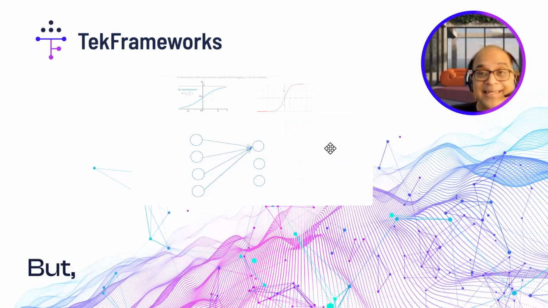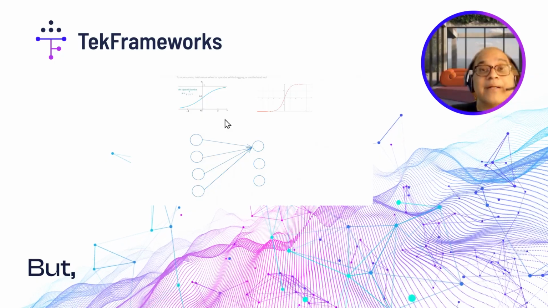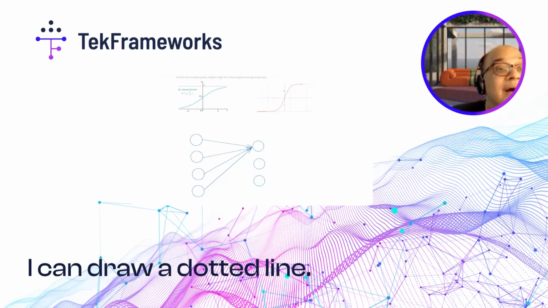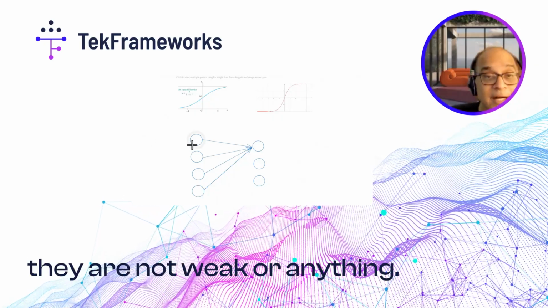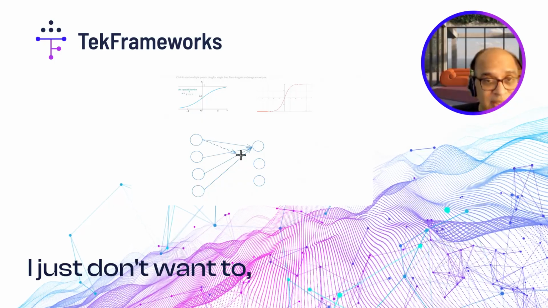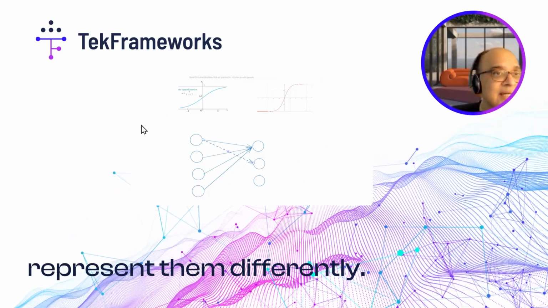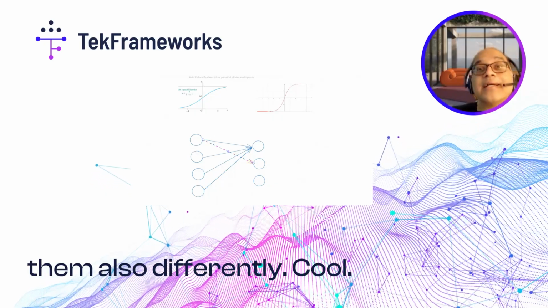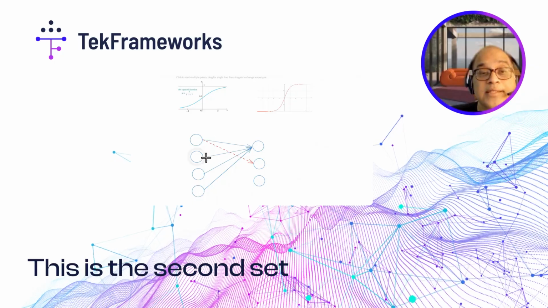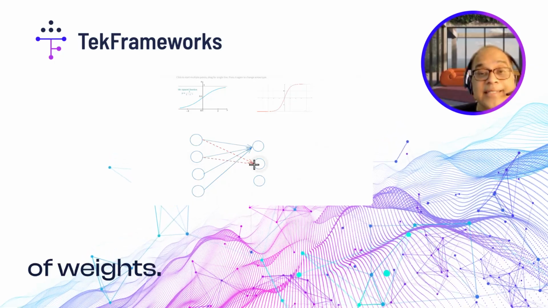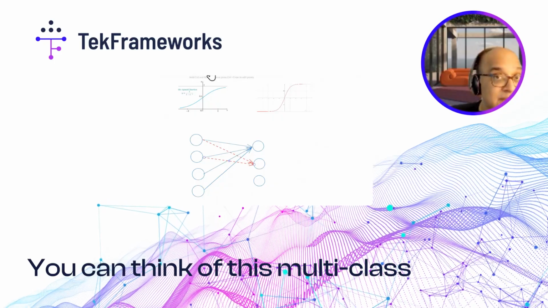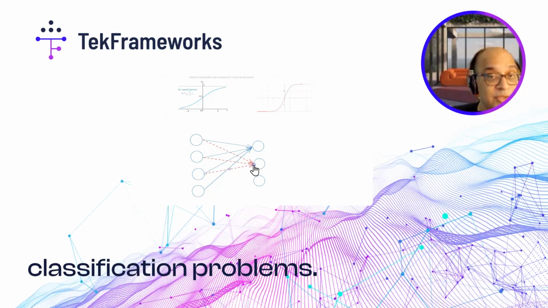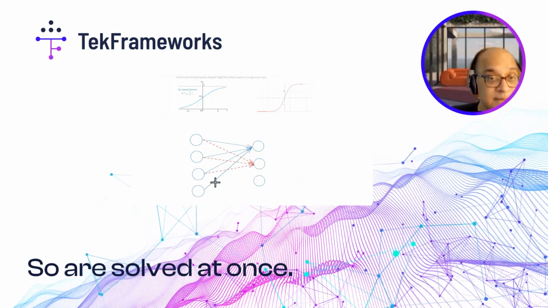It'll just get ugly, but I will just draw. Let's see, I can draw a dotted line this time. They are not weak or anything. I just don't want to. I want to represent them differently. And in fact, I am going to color them also differently. Cool. This is the second set of weights. You can think of this multi-class classification as multiple classification problems being solved at once.